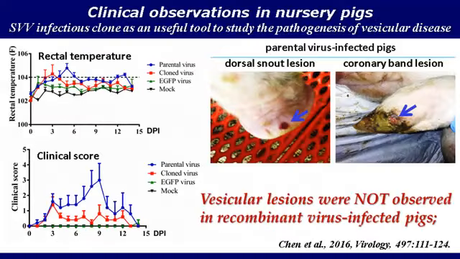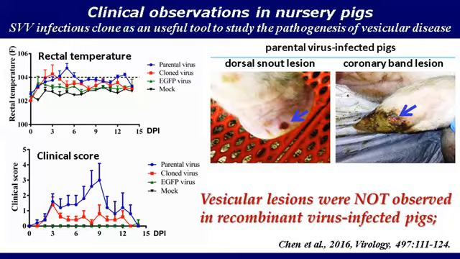when we compared the clinical signs of these infected pigs, only the group of pigs infected with the wild-type virus showed higher, more severe clinical scores, as you can see here. Also, vesicular lesions only showed in the group of pigs infected by the parental virus, but no vesicular lesions were observed in the recombinant virus infected pigs.